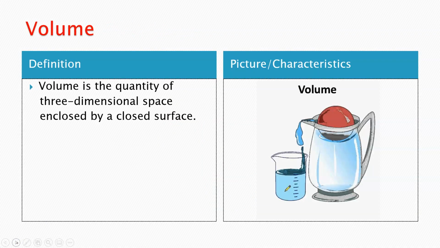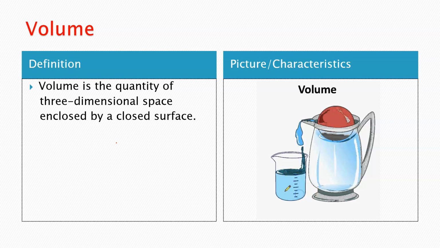So what is volume? First of all, what is volume, since we have to talk about volume? Well, volume is the quantity of three-dimensional space enclosed by a closed surface. So again, it's basically the space inside a 3D shape. If you see here this little beaker, it is the water that fits inside. The volume is the water that fits inside.